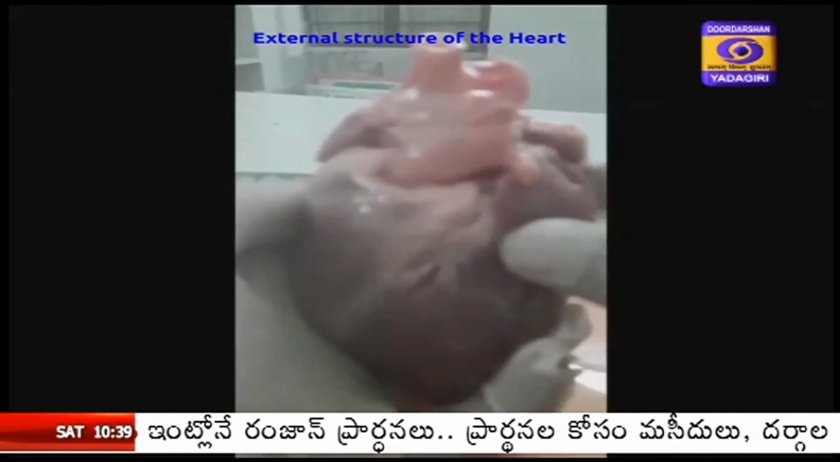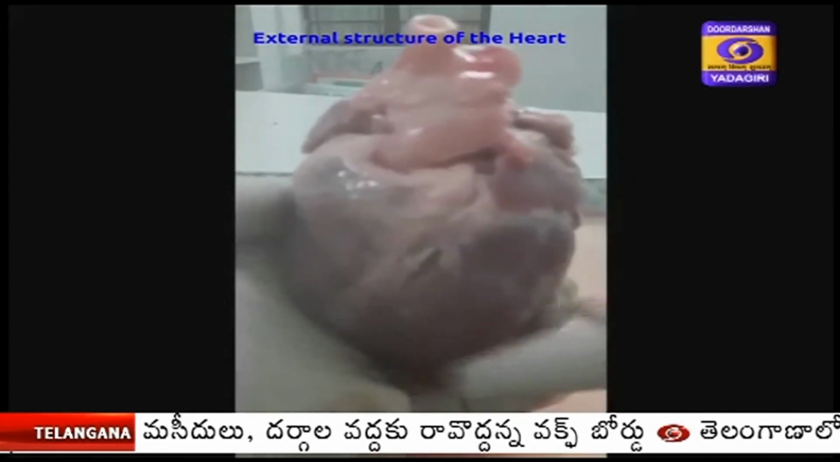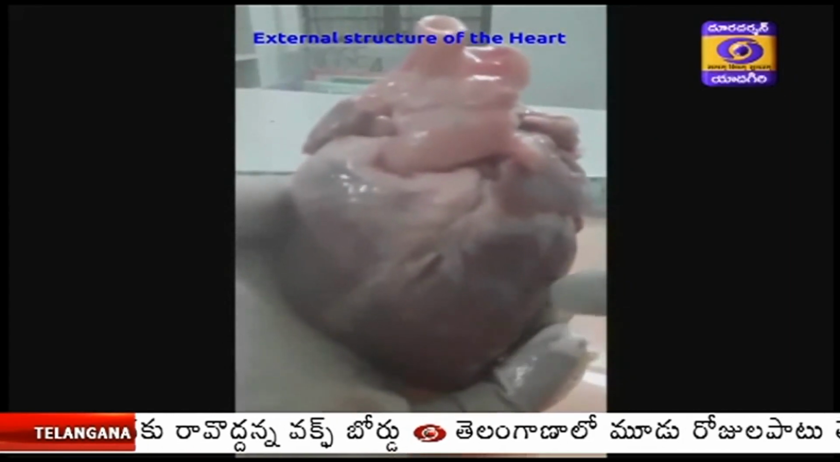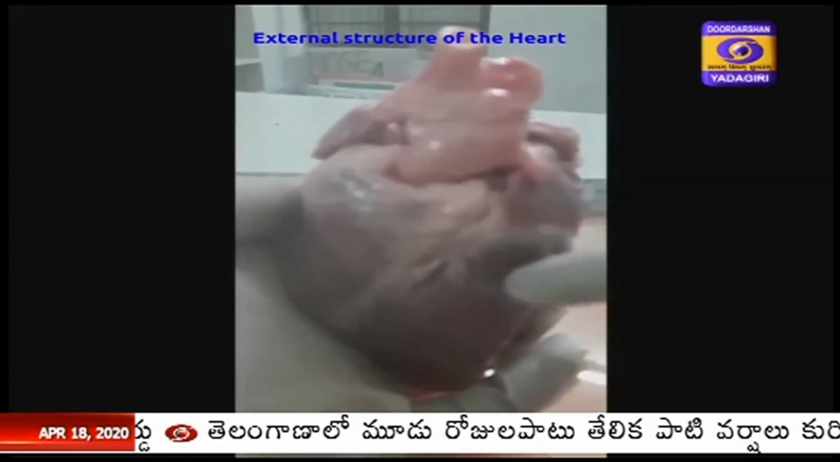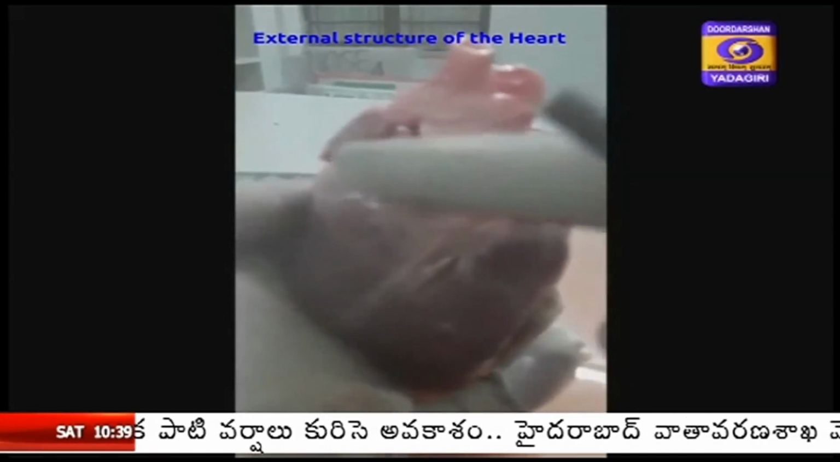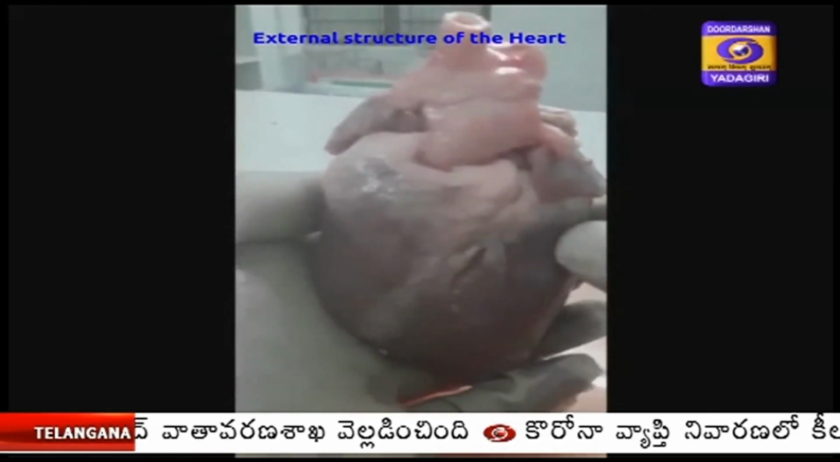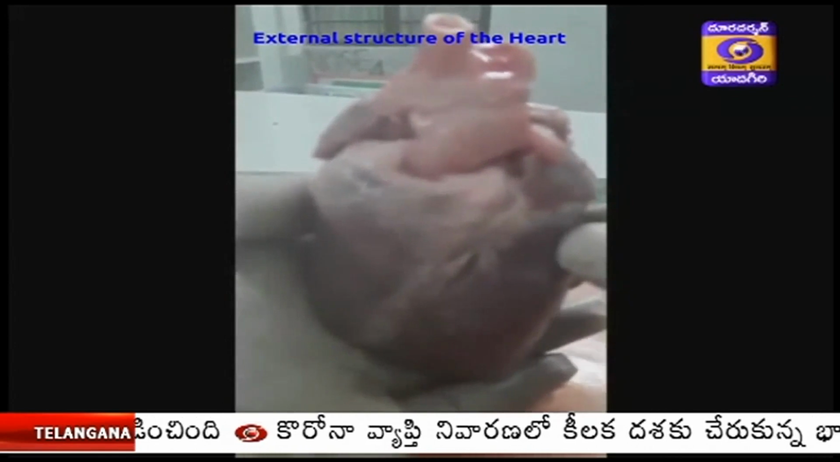Okay children, here you can see the heart. It is the heart of a sheep, which is a conical, hollow, muscular organ. The heart is situated in the thoracic cavity, the space provided called the mediastinum, and it is protected by the rib cage.